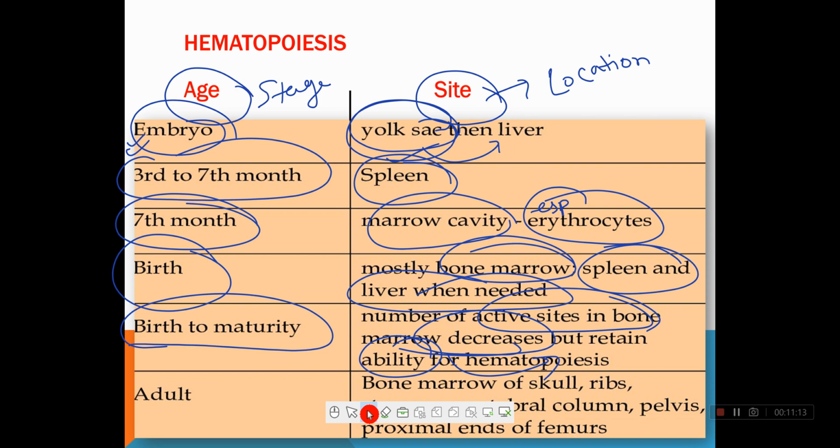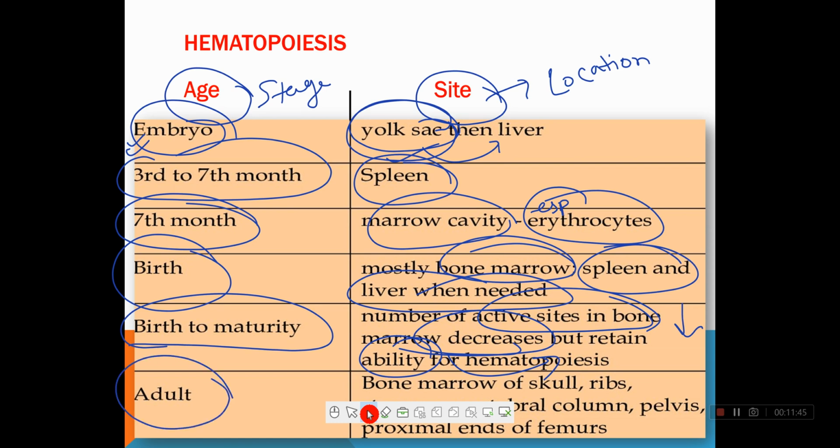Alright, due to the conversion of bone marrow from red bone marrow to yellow bone marrow, from the fetal stage to the adult stage or adolescence, the number of active sites in the bone marrow also decreases. But when there is a need, other body parts also have the ability, they can also produce blood cells.